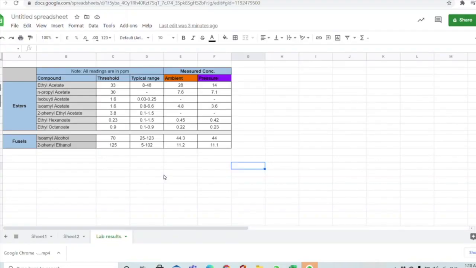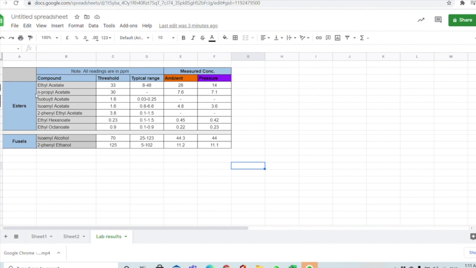Now that we've tasted both the beers, let's look at the data that we got from the lab and look at how the different quantities of the esters compare for both pressure fermentation as well as ambient fermentation. So what I've done here is I've compiled all the different readings for different esters and fusel alcohols that we measured in the lab and put it in a neat table here for comparison.